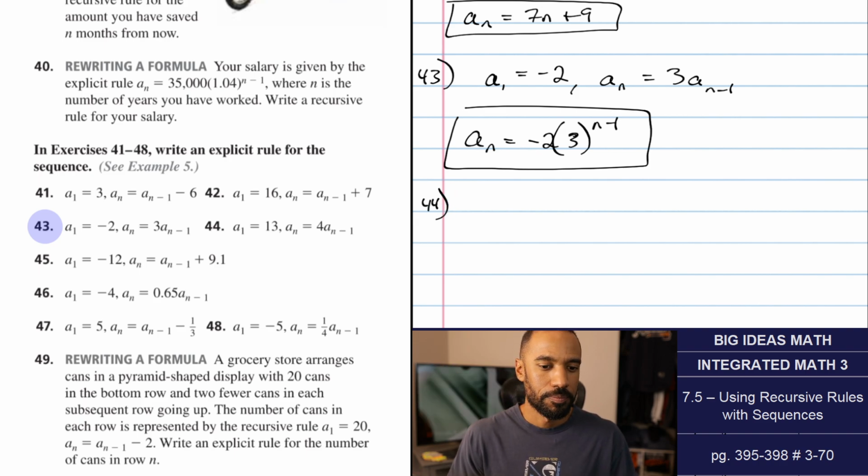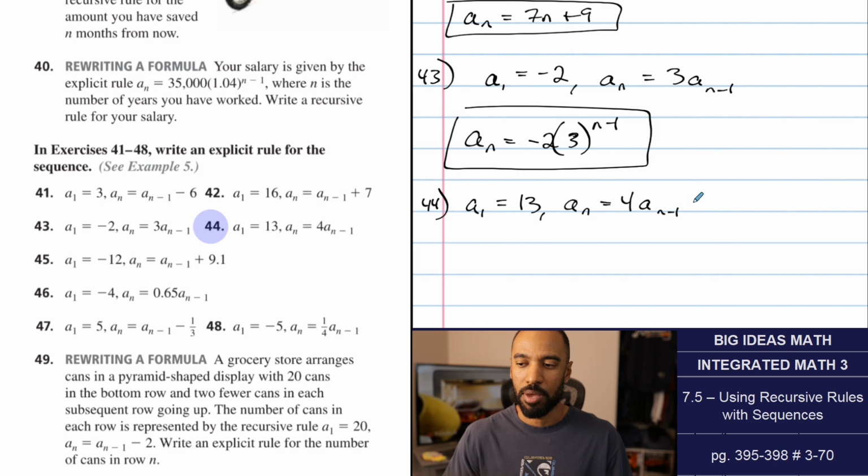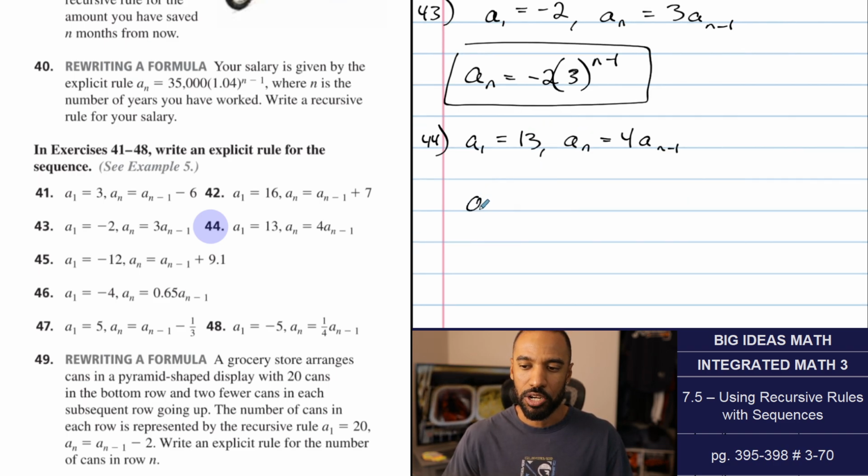Number 44. They gave me another geometric sequence. Okay. A sub 1 is 13. A sub n is 4 times a sub n minus 1. So 4 is your common ratio. So a sub n takes the first term times the common ratio to the n minus 1 power.